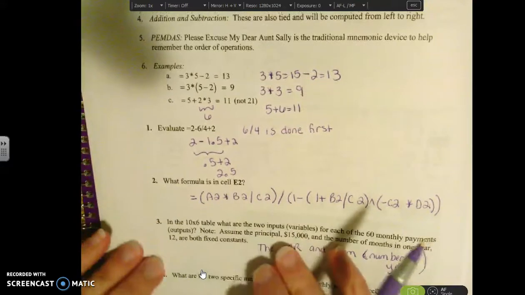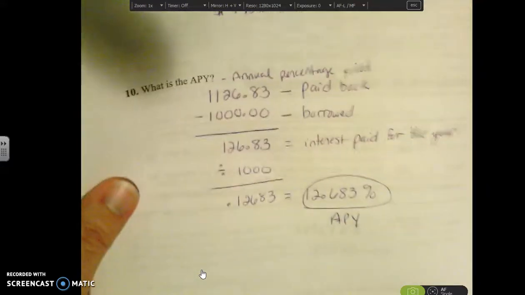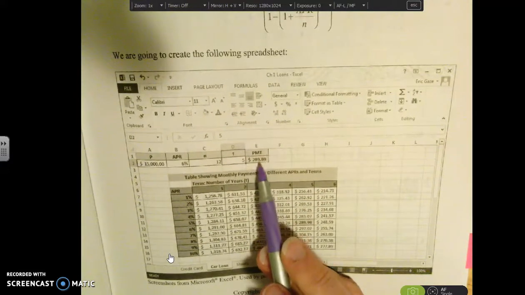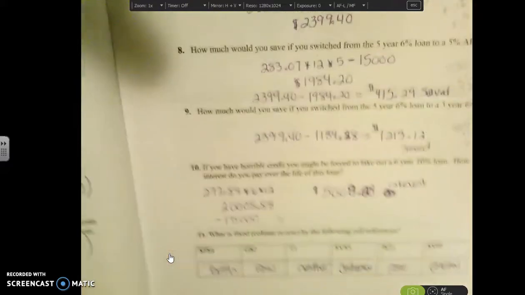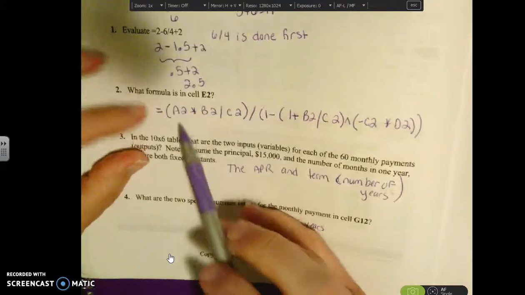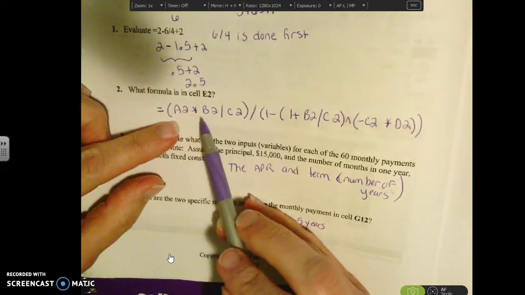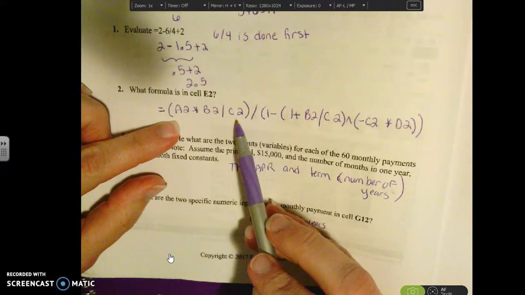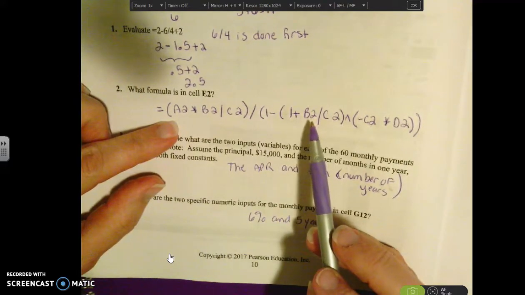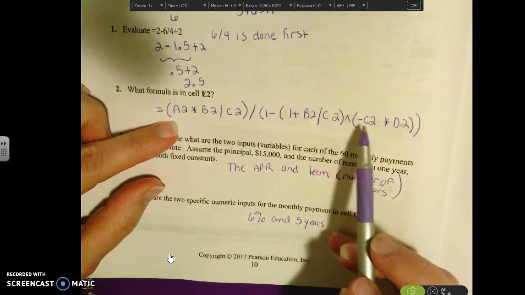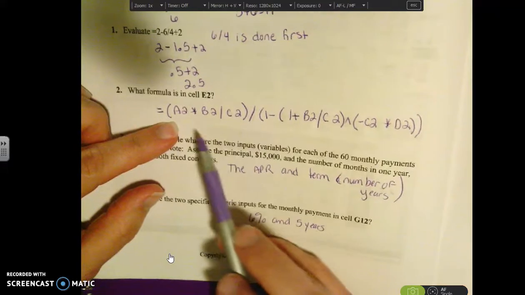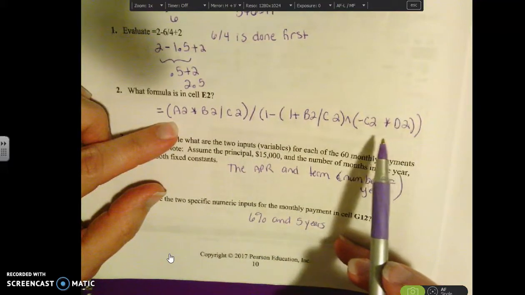Now, the cell E2 in our spreadsheet is where the monthly payment is located. We talked in the previous video about what kind of formula you're going to put in that cell. What you see here is the principal times the APR divided by the period of the loan. Again, this is the annual percentage rate, this is the period, and this is the term, or the number of years. This is the formula in cell E2.